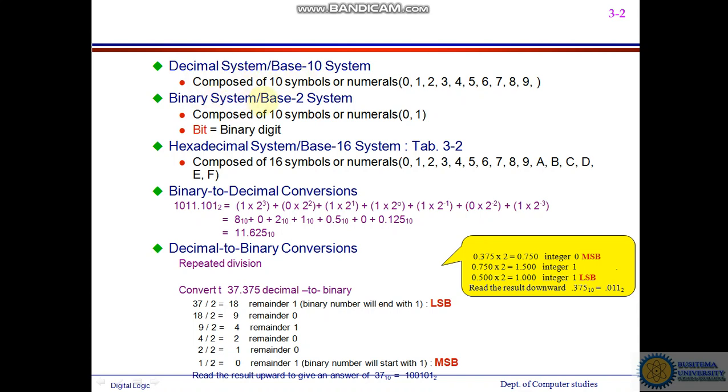Now the binary system, we talked about it last time, is a base 2 system, and it has either a 1 or a 0. We can't write 2 in this. So these are the binary values that are allowed, 1 and 0. Those are the binary digits that we have. A 1 is a bit and a 0 is also a bit. When we talked about this, we said a 0 represents off and a 1 represents on.